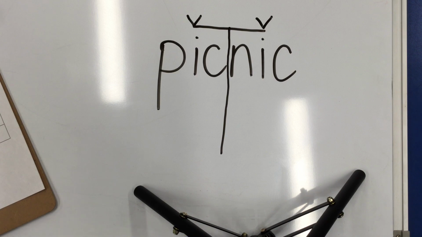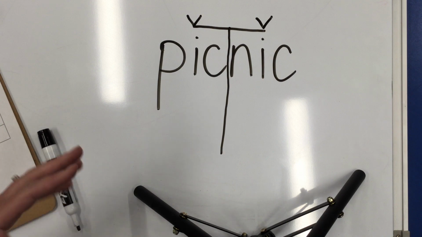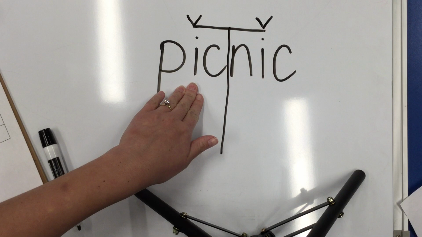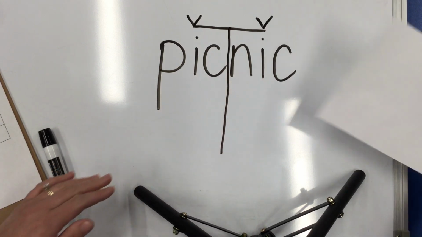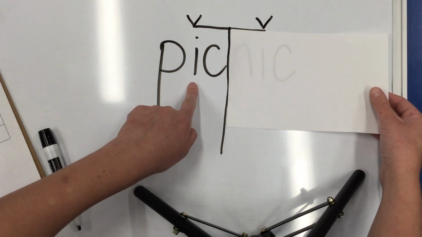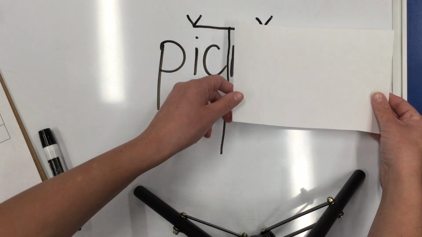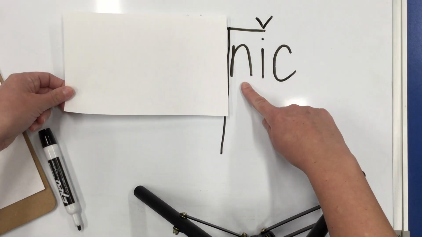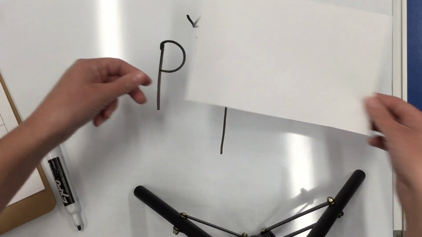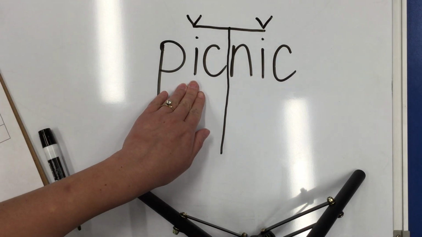So now what we're going to do is we're going to read. We're going to split it apart so we can read this whole word, okay? So I'm going to cover up, this is a syllable, and this is a syllable. So I'm going to cover this up. So this says pick. Okay, so remember that in your brain. This is pick, and this is nick. Okay, so I'm going to take this away, and now let's read that whole word, okay? Picnic.